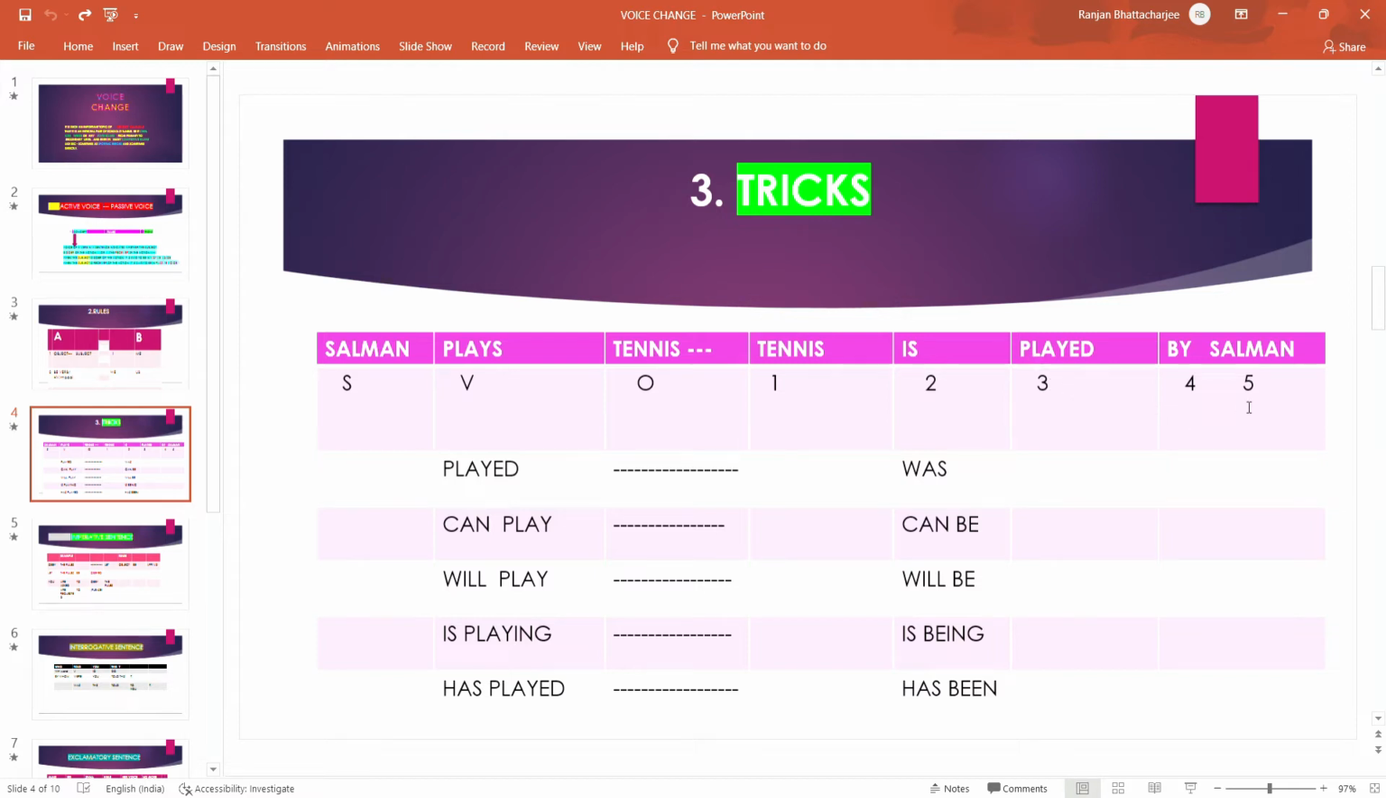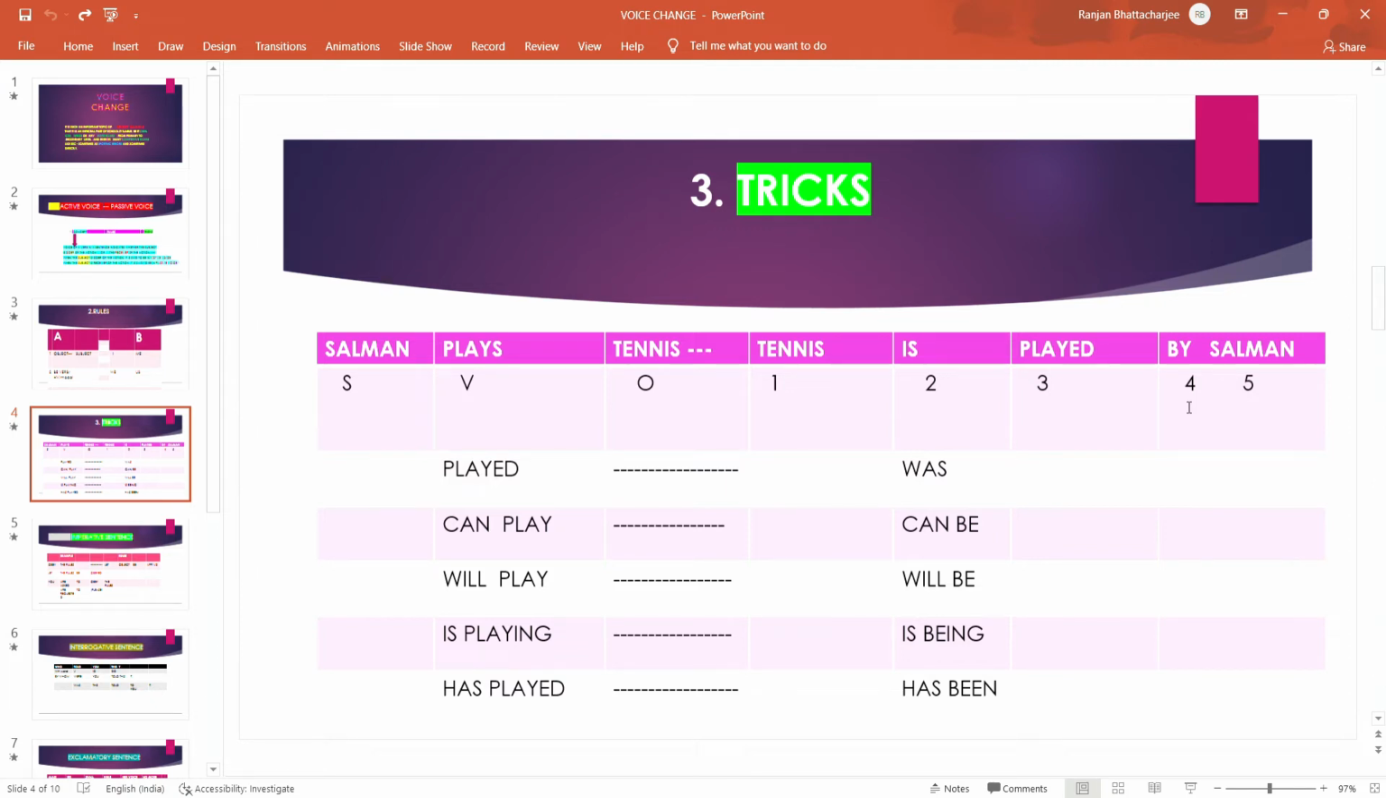Number 4, according to the rules, "by" is used. And number 5, the subject of active voice goes to the place of the object in passive voice. Salman is the subject here, and it goes to the place of the object. So if the active voice is "Salman plays tennis," the answer is "tennis is played by Salman."